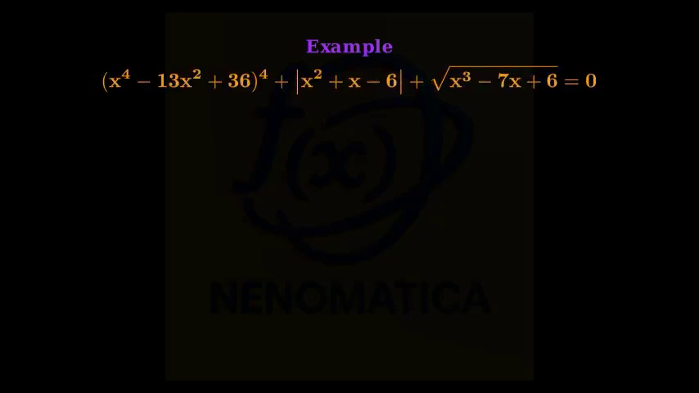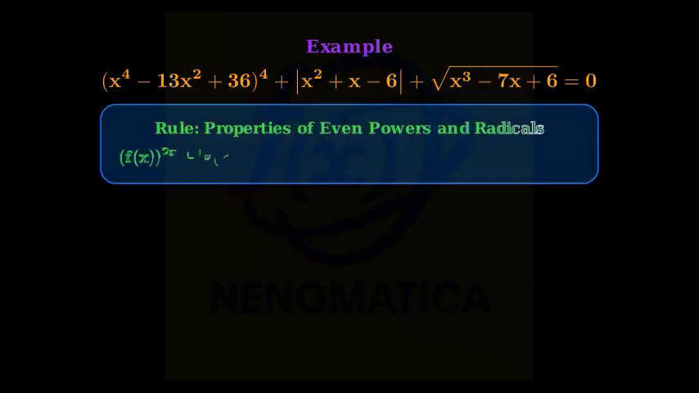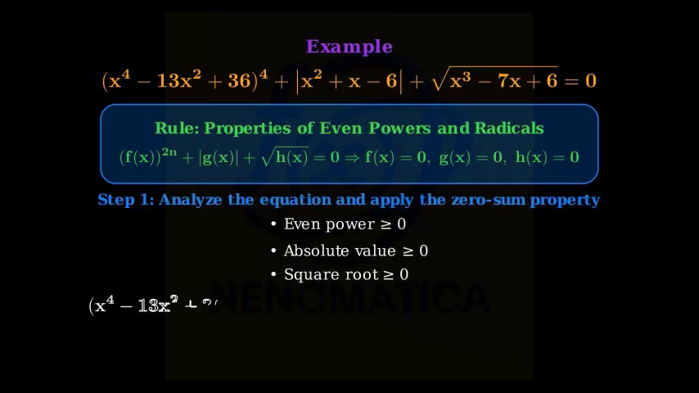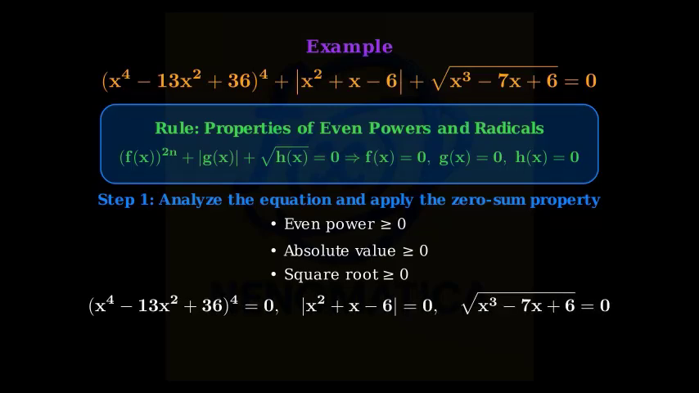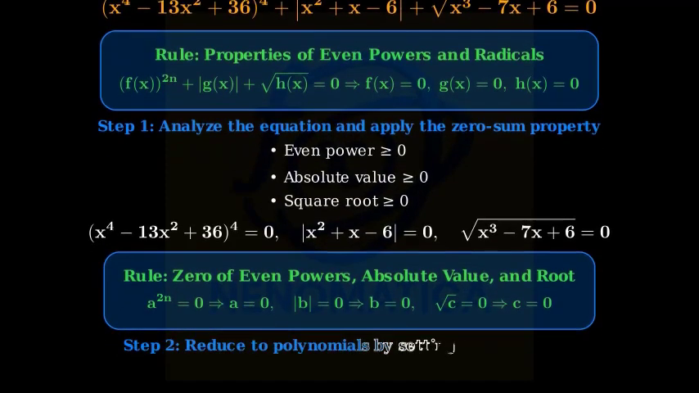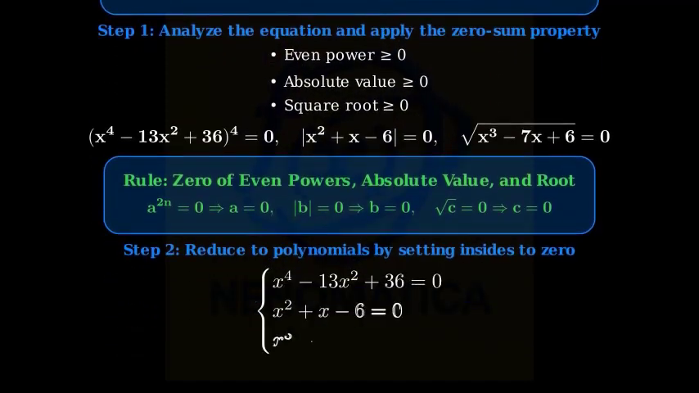Step 1. Analyze the structure. The fourth power, the absolute value, and the square root are each non-negative. Therefore, if their sum is 0, each individual term must be exactly 0. Step 2. Set the inner expressions equal to 0. Even powers, absolute values, and square roots become 0 only when their inner expressions are 0. This yields a system of 3 polynomial equations to solve.